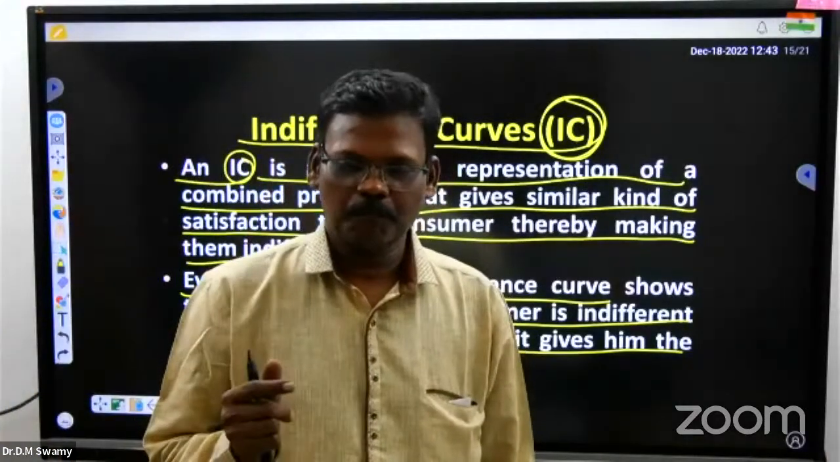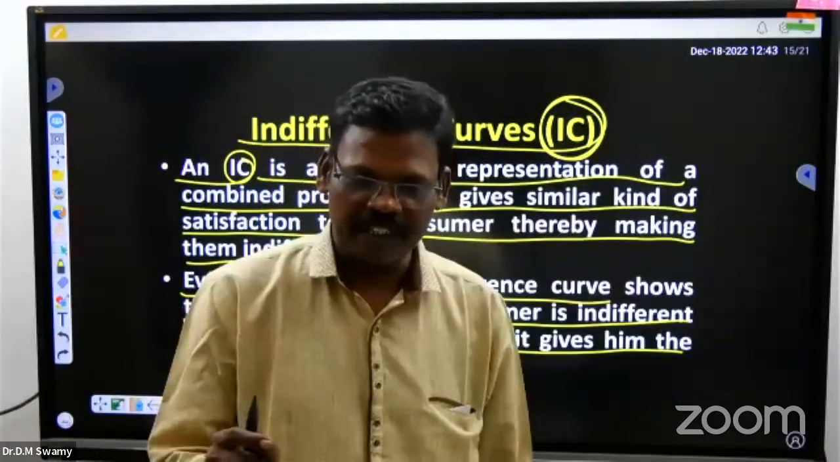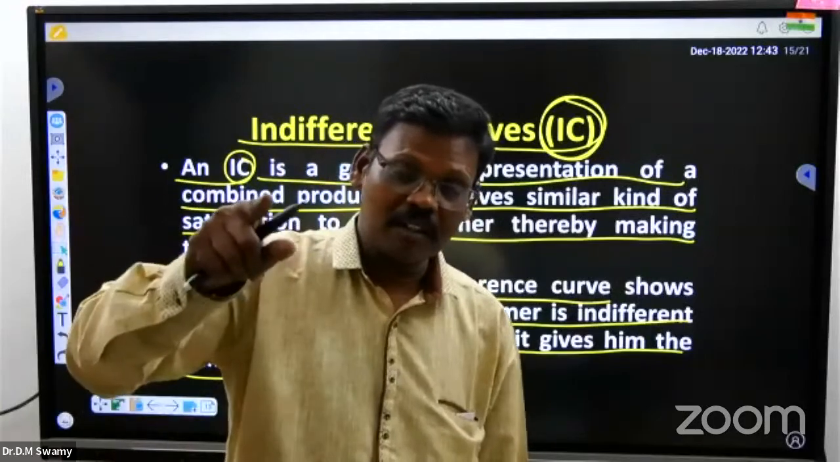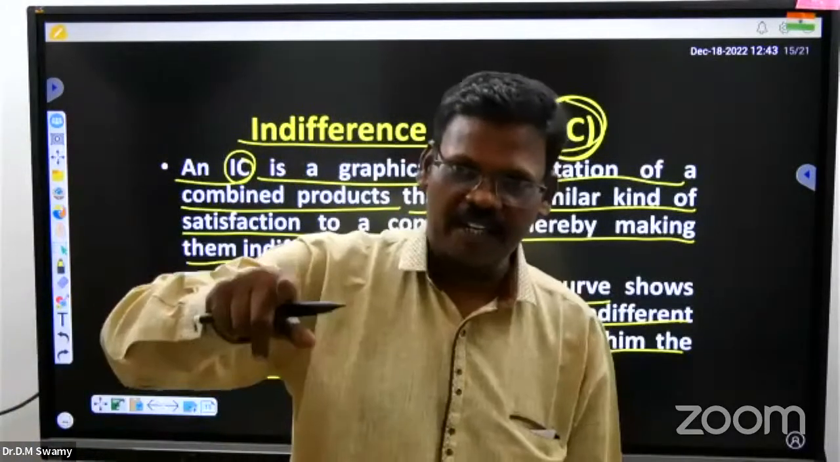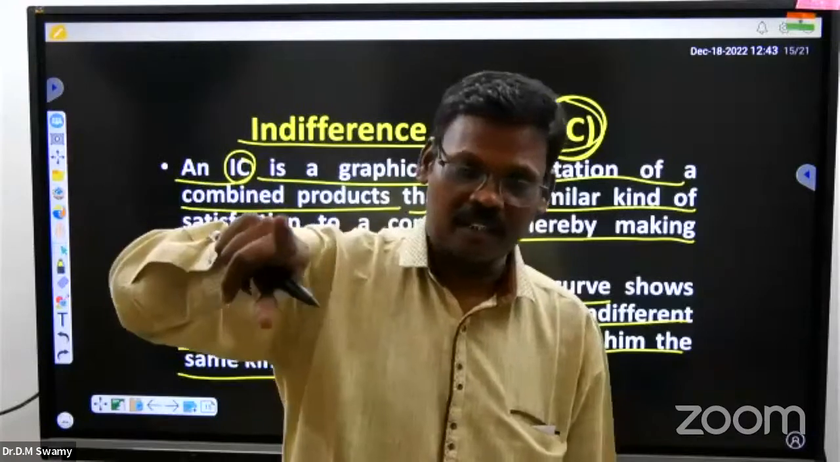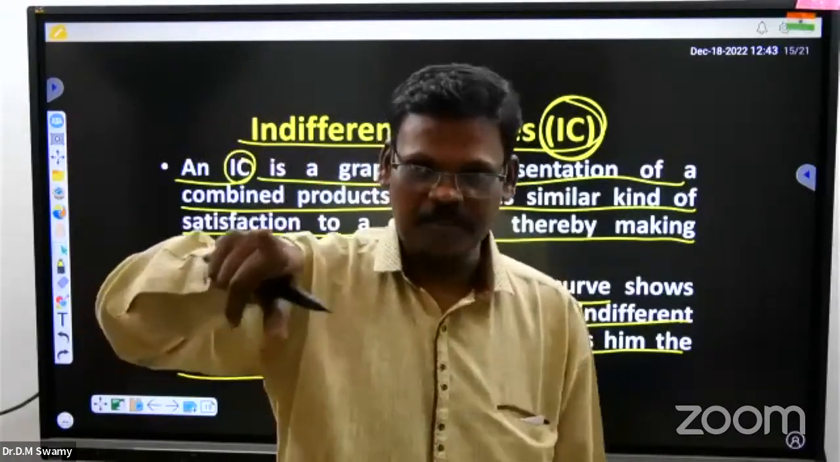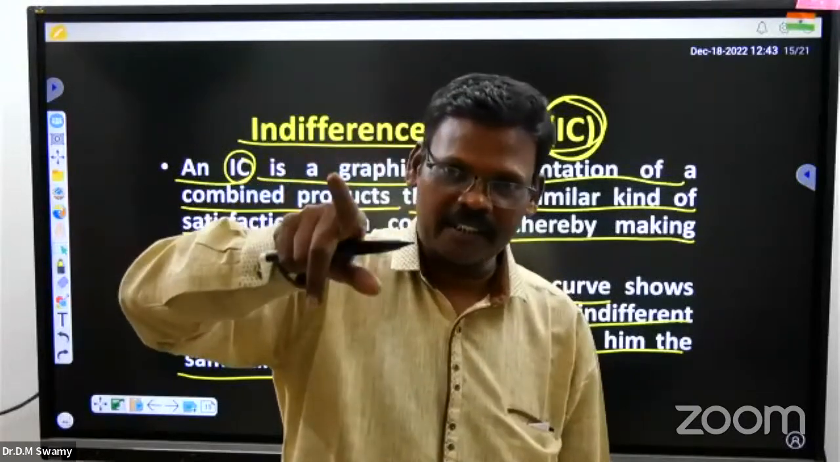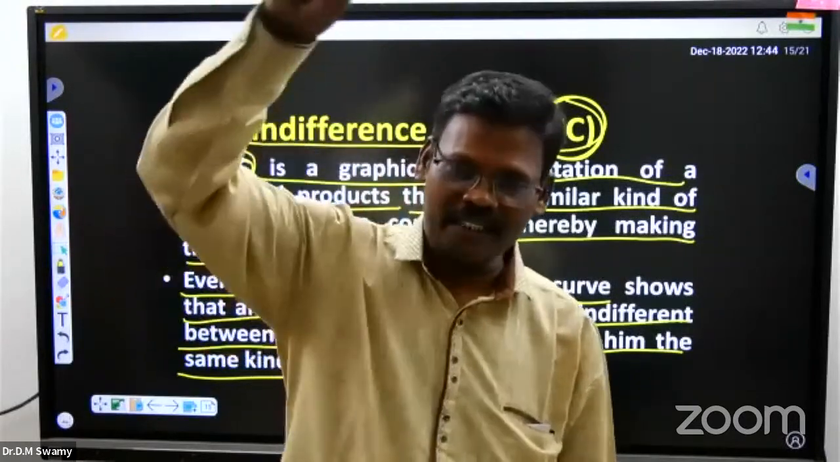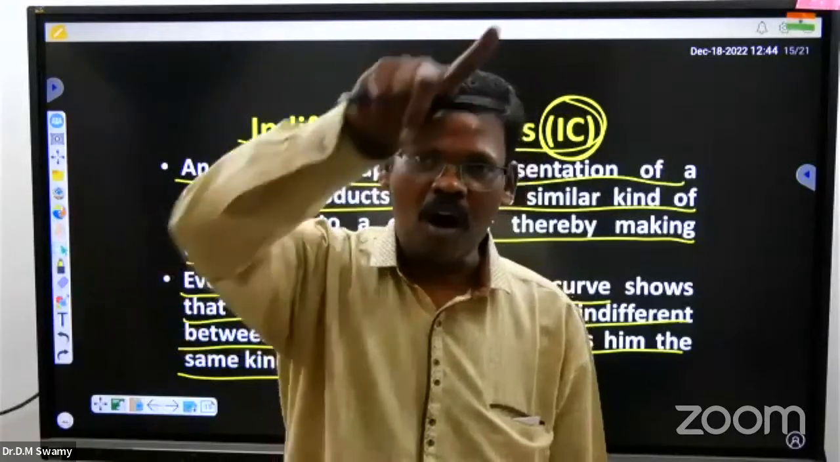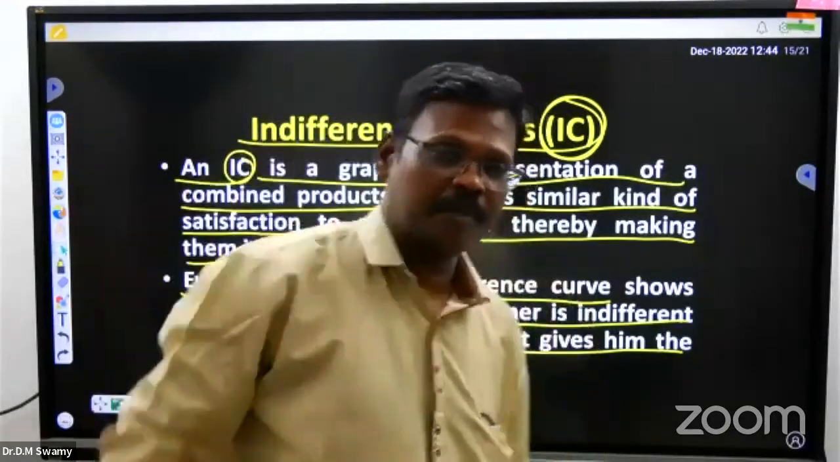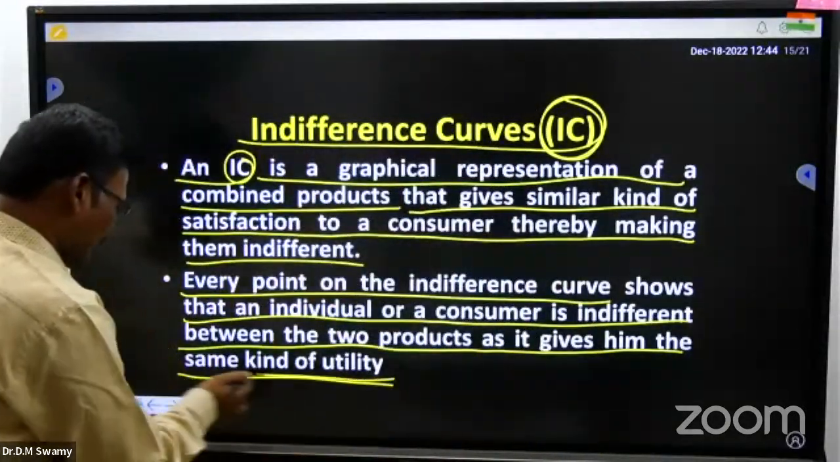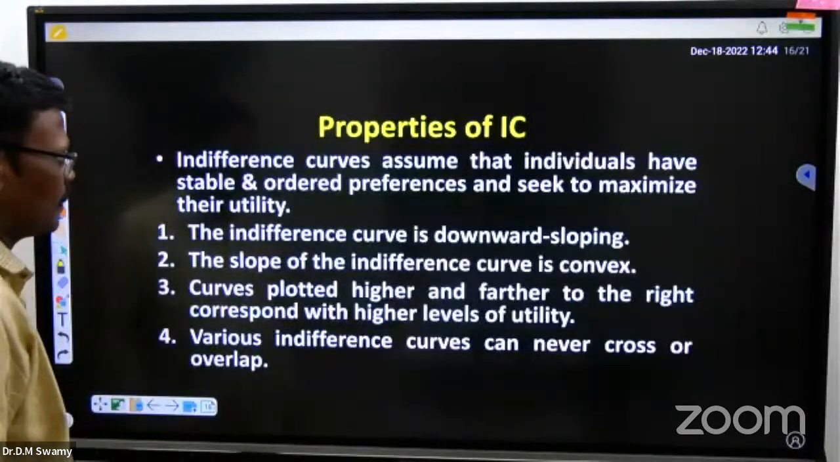Combinations may be different, products may be different. If they are on the same curve, the points may be different, but the curve is the same. That is called different combinations. If the points are on the same curve, all points will give the same level of satisfaction, the same kind of utility.